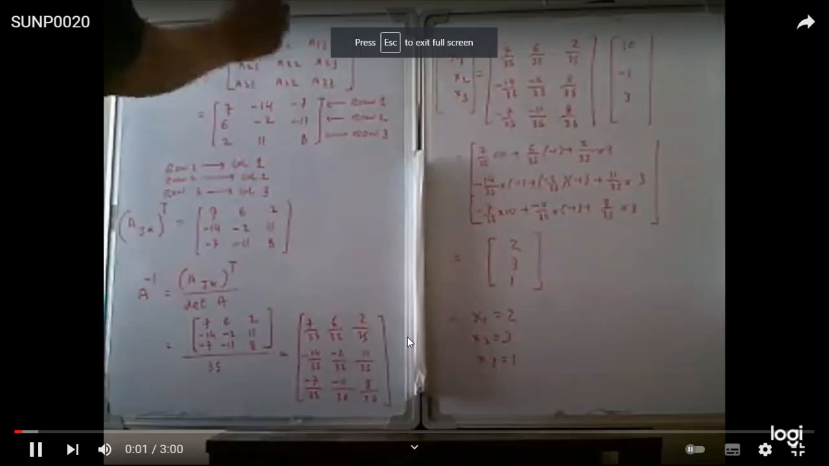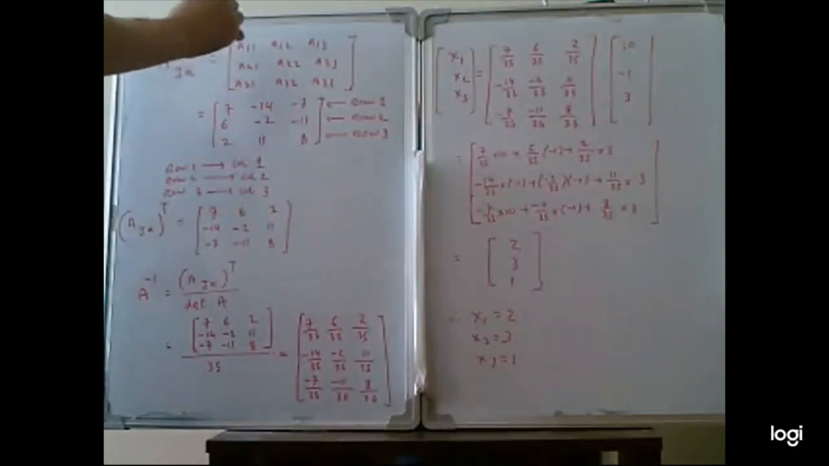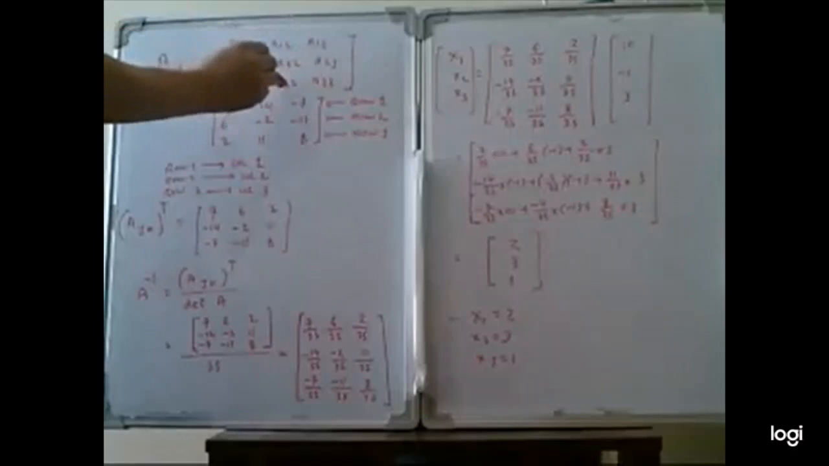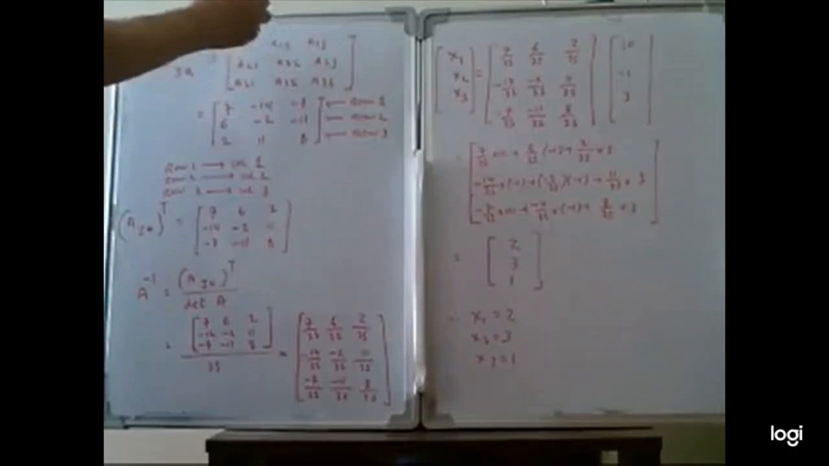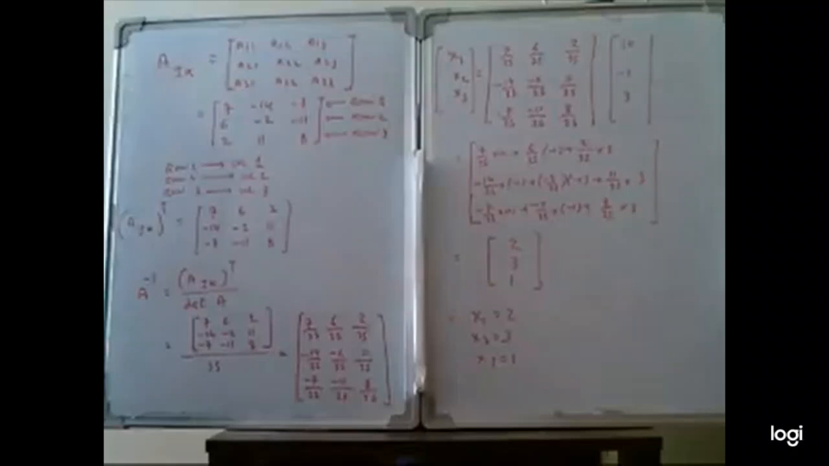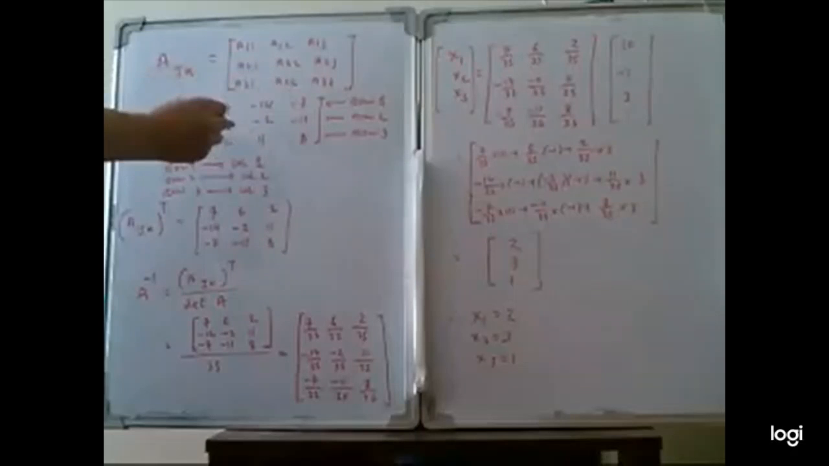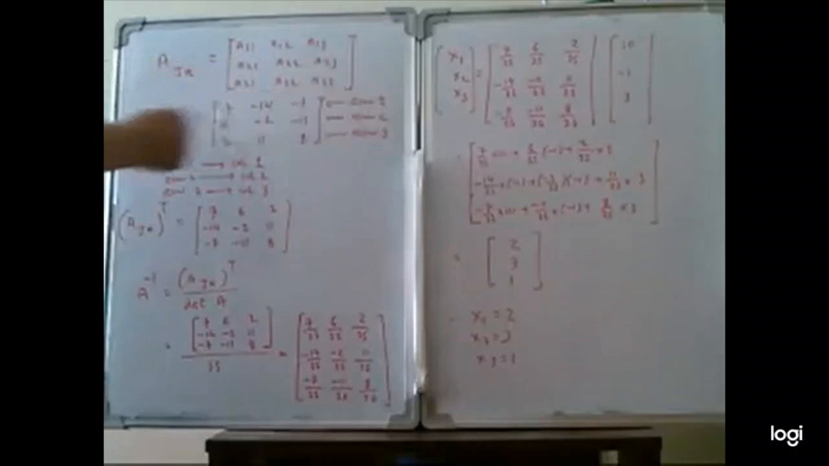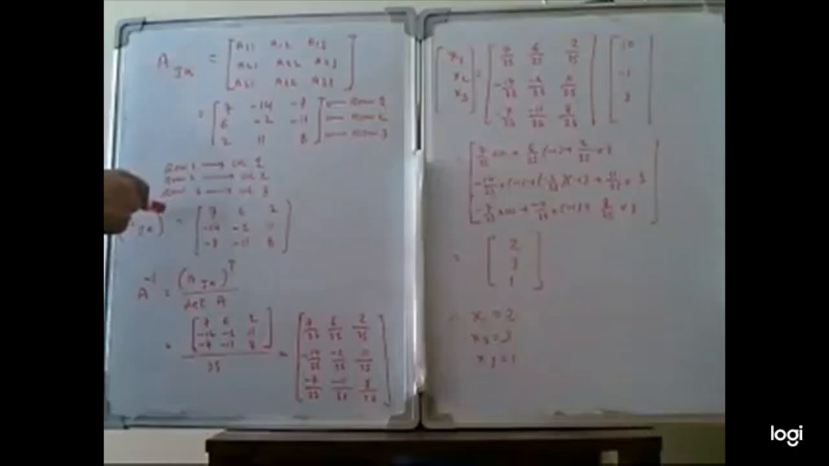Okay, now we write down the cofactor matrix. So the AJK cofactor matrix is A11, A12, A13, A21, A22, A23, A31, A32, A33. We have already calculated the A11, A12, A13 values. So you substitute here, and we get 7 minus 14 minus 7, 6 minus 2 minus 11, 2 11 8. This is row 1, this is row 2, this is row 3. Then you have to transpose. Transpose means AJK transpose, AJK T. Row 1 becomes column 1, row 2 becomes column 2, row 3 becomes column 3.